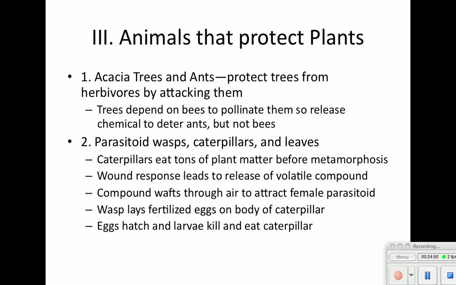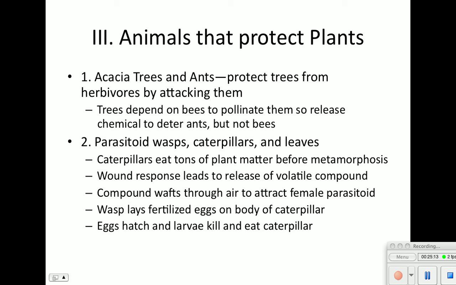Okay, moving on to animals that help protect plants. Acacia trees and ants. So the ants will help protect the trees from herbivores by attacking them, so maybe they'll secrete some kind of chemical.